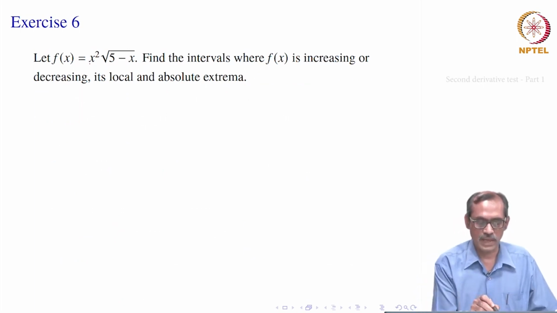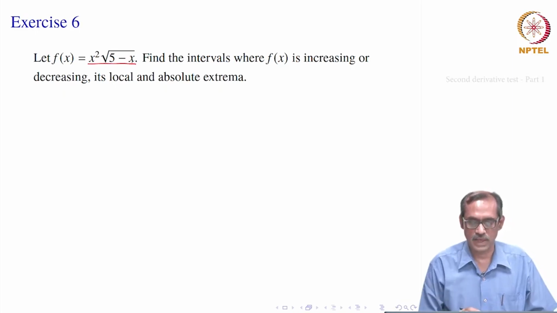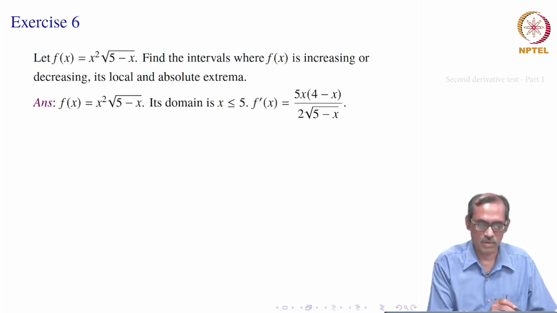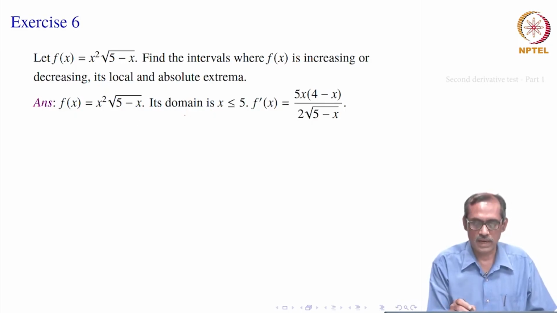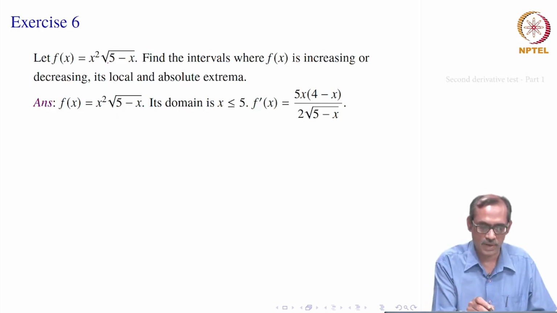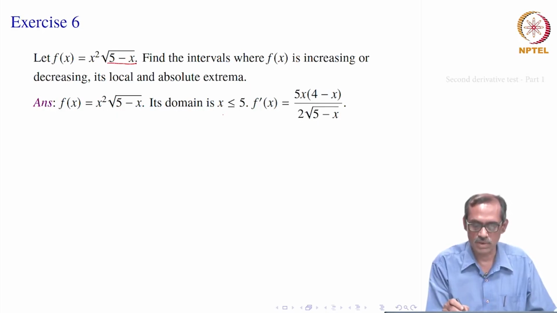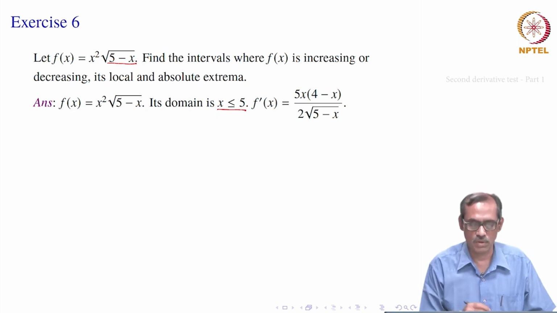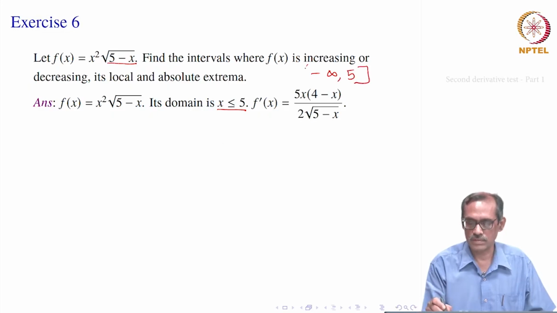So, let us take one more example. Here the function is given as x square times square root of 5 minus x. We want to find the intervals where f(x) is increasing or decreasing, and then its local and absolute extrema. That would be quite straightforward. All we have to do is differentiate, and where it is defined, 5 minus x should be greater than or equal to 0. So, x should be less than or equal to 5, that is our domain, from minus infinity to 5 closed.